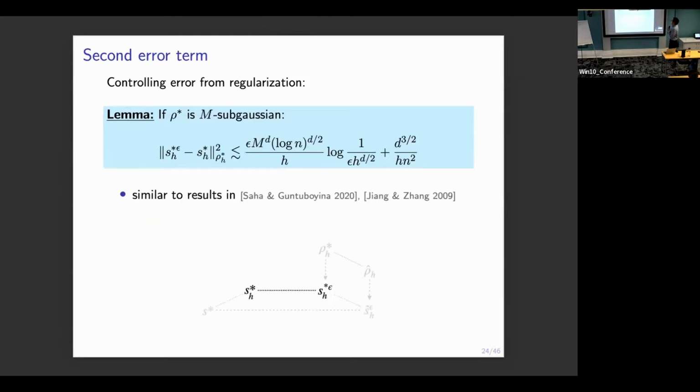And then the second error term controls the regularization, the difference between putting epsilon here and not putting epsilon. This is similar to what also appeared in previous works. For various reasons, we needed to reprove a version that's more convenient for us. But basically, the effect of regularizing, we only pay this quantity. There is an epsilon here, so this is small for small epsilon. This scales like 1/h, and then there is 1/h times n squared here. So this part is standard.